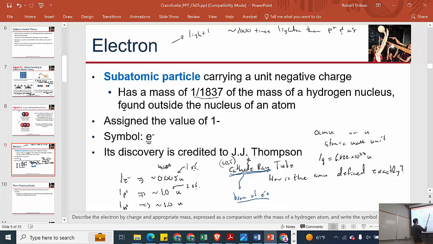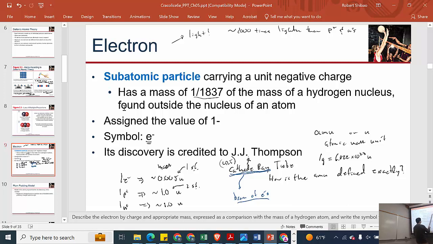But it's a subatomic particle carrying a unit negative charge. And the unit negative charge just means it's a -1 charge. That's the unit. And there's an actual charge to this. There are units for charge, the dimension of the charge, and that would be coulombs. It's like -1.6 times 10 to the minus 18 or 19 coulombs, something like that. But we just call it -1.